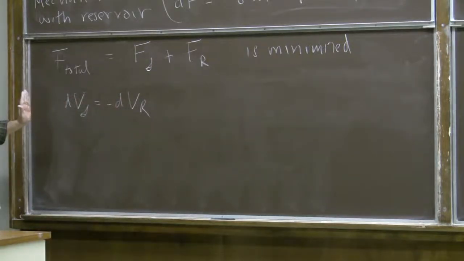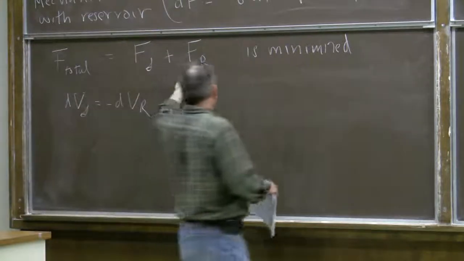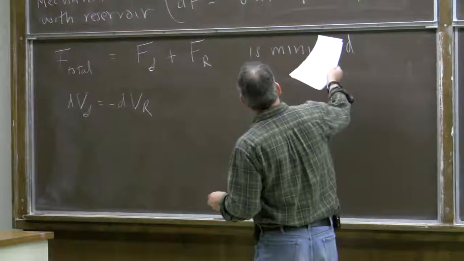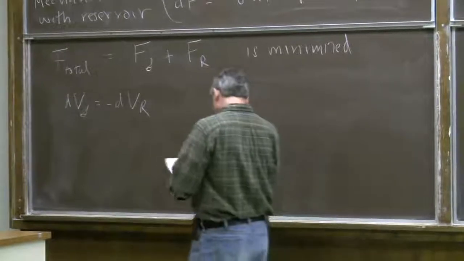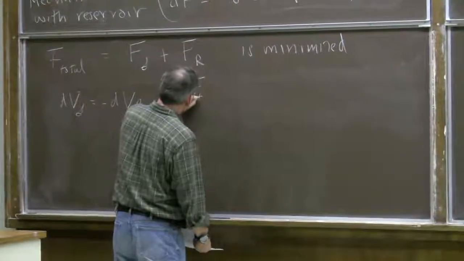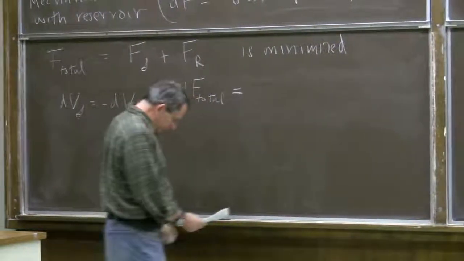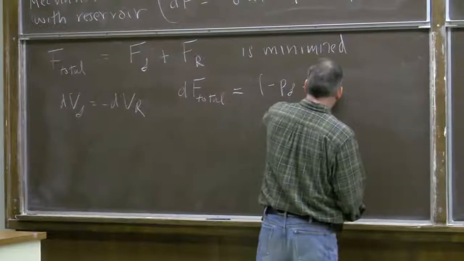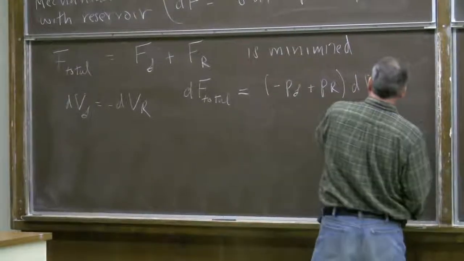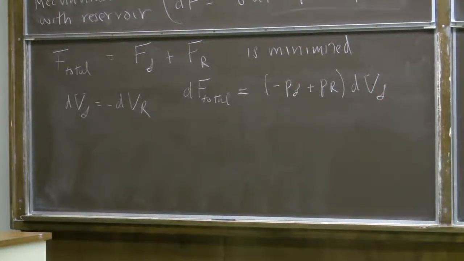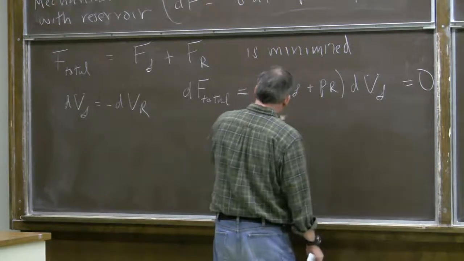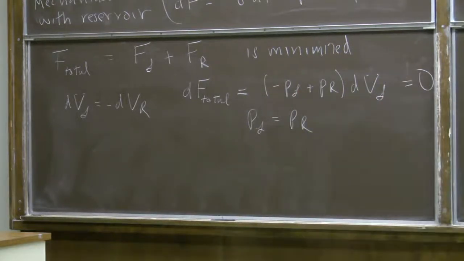So as we change the volume of the system, the reservoir has some fixed pressure P. The first order change in the total Helmholtz free energy will be minus the pressure of the system plus the pressure of the reservoir, times the change in the volume of the system. And when we're in mechanical equilibrium, that'll be 0. So in other words, the pressure of the system matches the pressure of the reservoir in mechanical equilibrium. That's the configuration that minimizes the Helmholtz free energy.